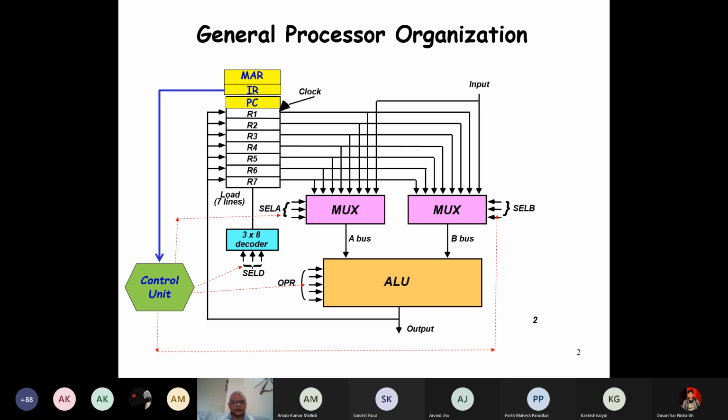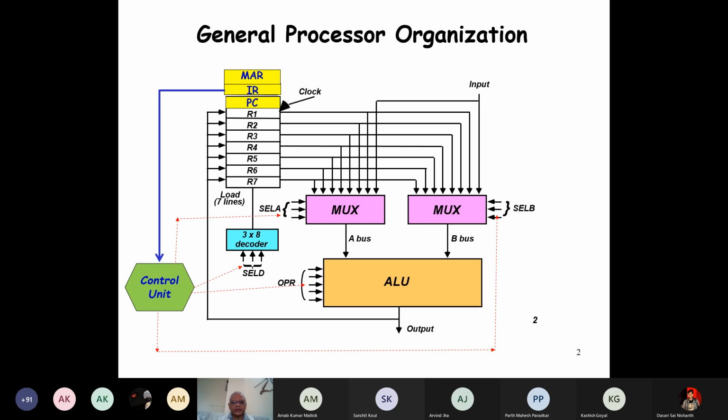And see here, the instruction register is input to the control unit. So that means that once the instruction is fetched, the control unit determines what is the type of the instruction. Is it add? Is it subtract? Is it jump? And what are the operands of the instruction? Is it R3, R4? Is it R1, R5, and so on? And based on that, it sets up the select lines here.